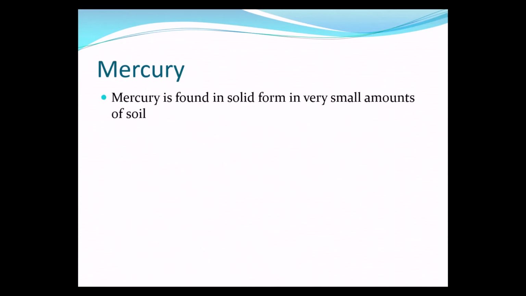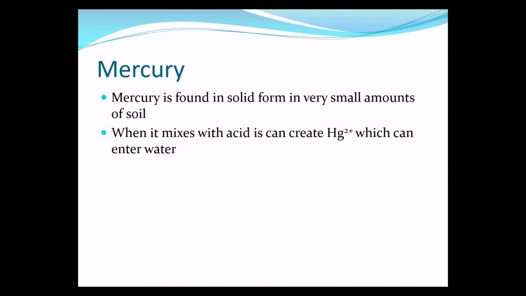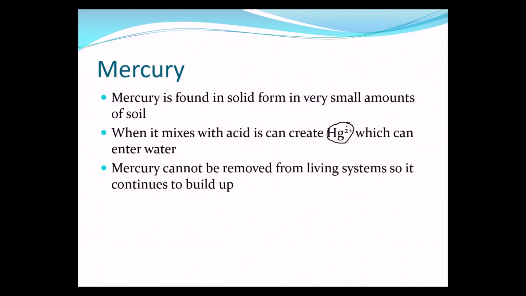Mercury is a really bad one. Mercury is found in solid form in very small amounts in soil. Again, if it's in solid form, it's not as dangerous to us. But when it mixes with acid, it creates ions, and these ions can enter our water, and mercury can't be removed from living systems. So it continues to build up and build up and build up. As you get older and older, your mercury levels get higher and higher, and at a certain point it can become toxic and kill you.